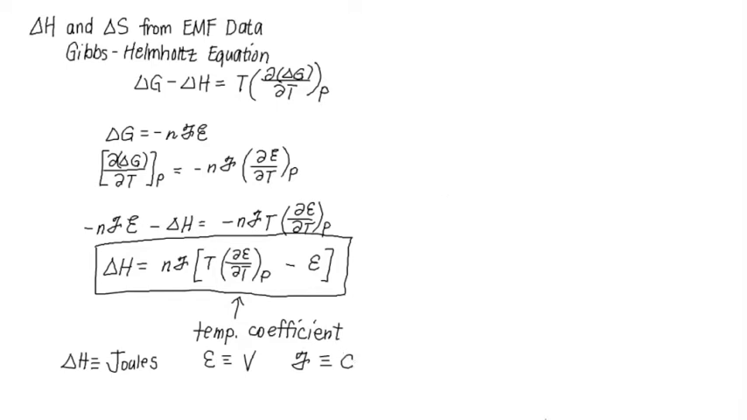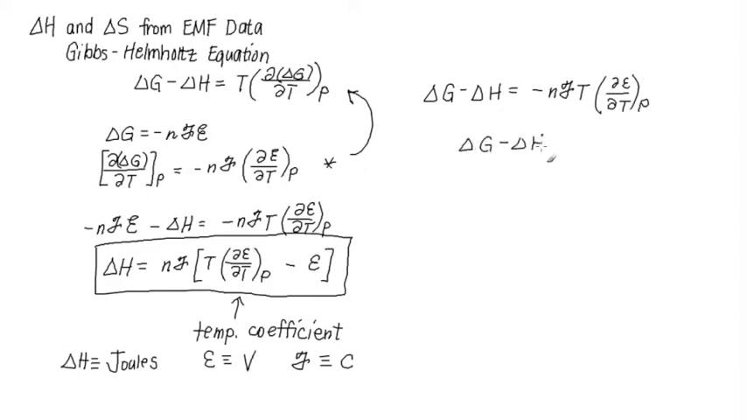It's also possible to get delta S from your EMF data. So if we substitute this equation in our Gibbs-Helmholtz equation, we have delta G minus delta H equals negative NFT times the temperature coefficient of EMF. And we have the famous Gibbs-Helmholtz equation.